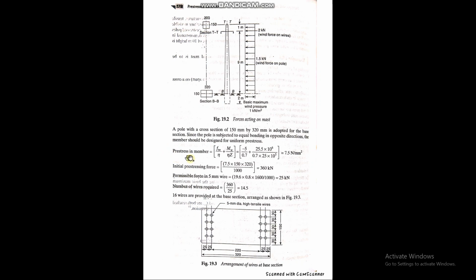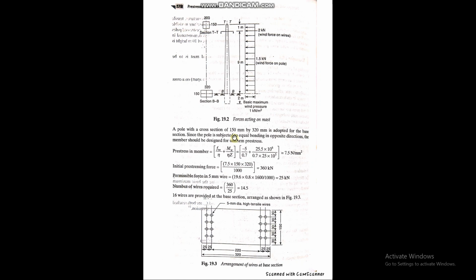Then you calculate the pre-stressing member at the tensile section, how much is coming out: eta times FTW plus MW by Z. MW is the working moment, Z is the section modulus, and this eta that they have calculated simply takes into consideration the loss factor. 0.7 is the loss ratio. Now the pre-stressing member is coming to be 7.5 Newton per millimeter square. Using this, we are going to calculate the pre-stressing force.